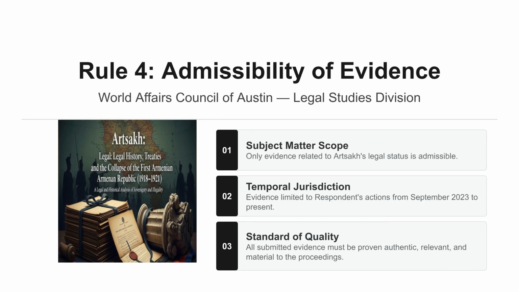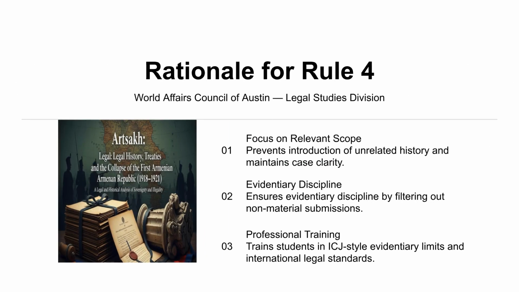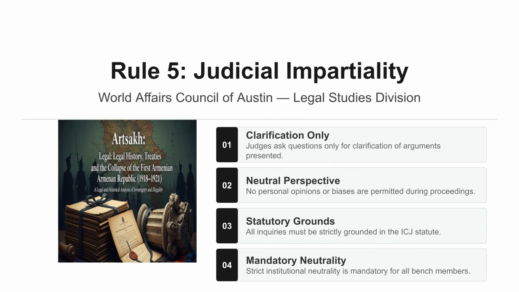Rule 4 covers admissibility of evidence. Evidence must relate to Artsakh's legal status, and temporal jurisdiction is limited to the respondent's actions from September 2023 to the present. All submitted evidence must meet a standard of quality, proving authentic, relevant, and material. The rationale for Rule 4 is to focus on relevant scope, ensure evidentiary discipline, and provide professional training in ICJ-style evidentiary limits.